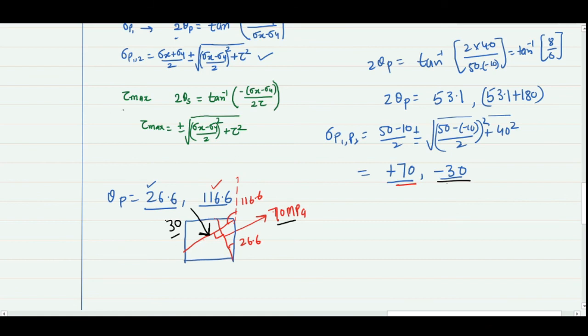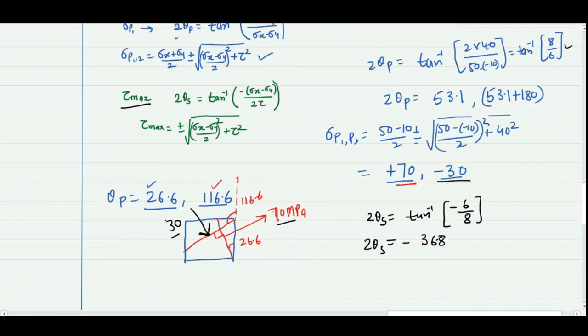Now the last is the maximum shear stress. When I consider this 2 theta s and tan inverse, I will get just the opposite of this formula's value, so it will be 6 by 8, because it is just the inverse with a negative sign. So I will get minus 6 by 8. When I calculate 2 theta s, I will get a value that is minus 36.8.